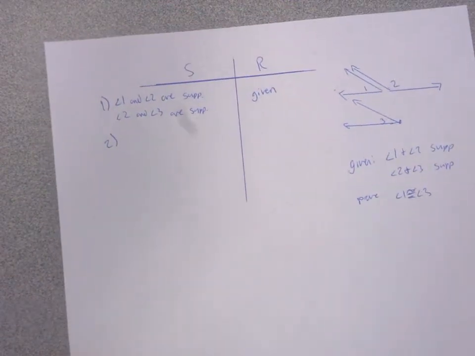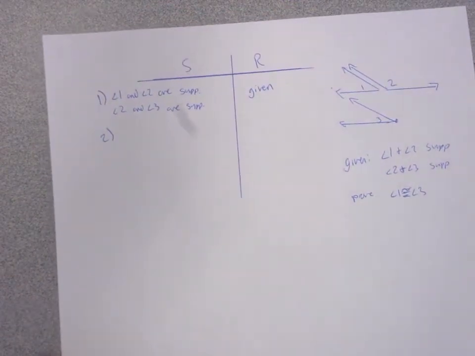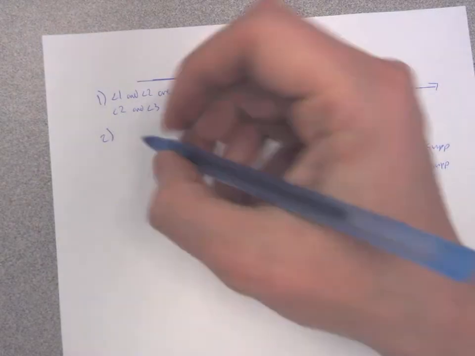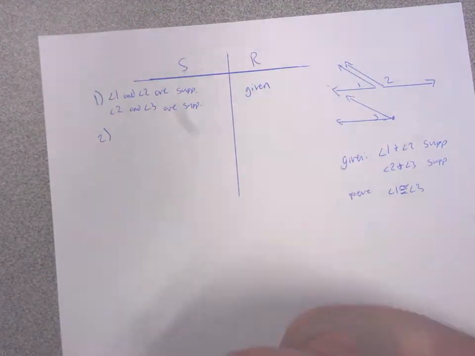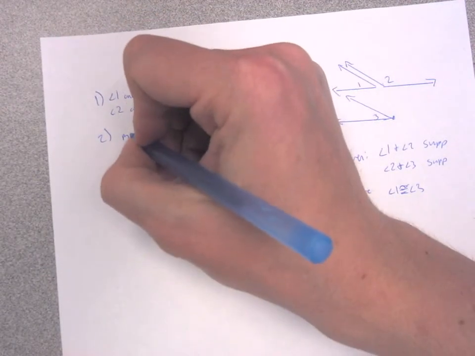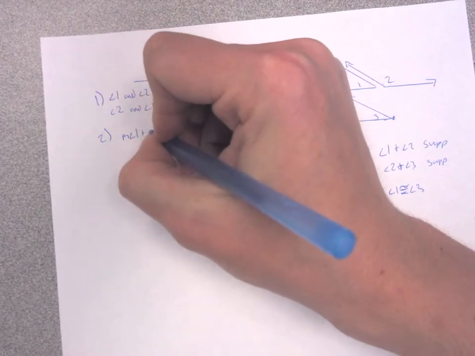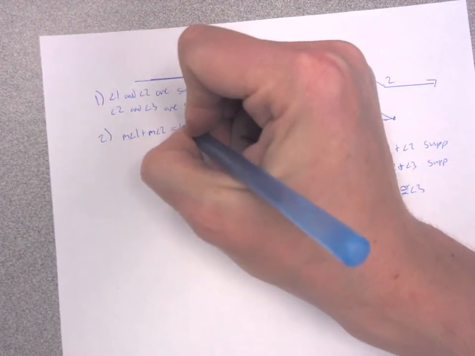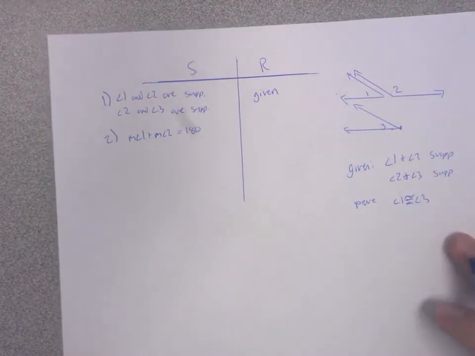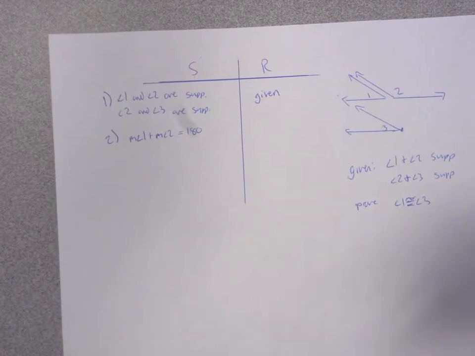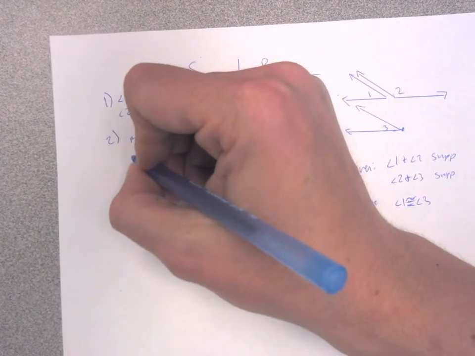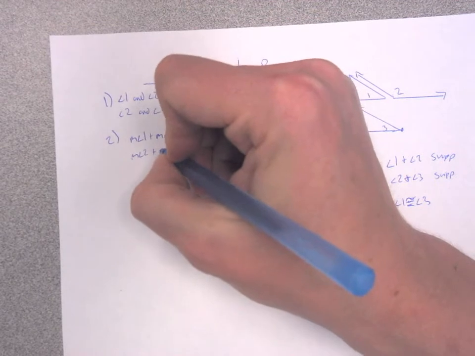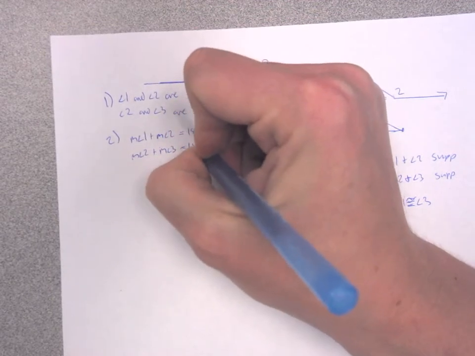All right, now how does that help us? What does supplementary even mean? Well, supplementary means they add to 180. So my next statement, building off of number 1, would be that the measure of angle 1 plus the measure of angle 2 equals 180, because that's the definition of supplementary. I can also do the same thing with the second line. Measure of angle 2 plus measure of angle 3 has to also equal 180.